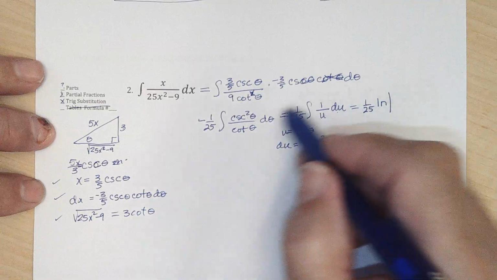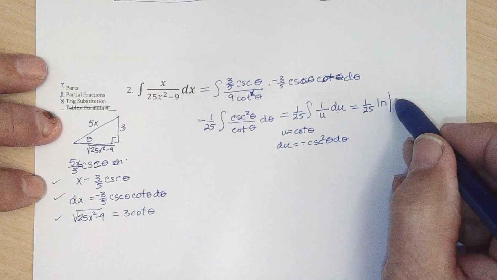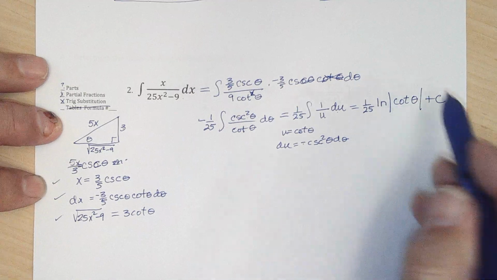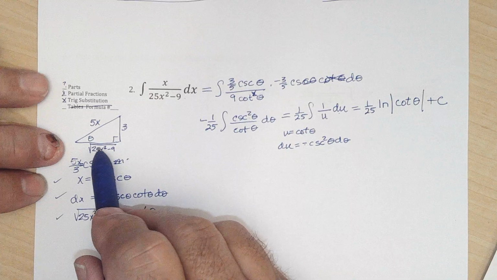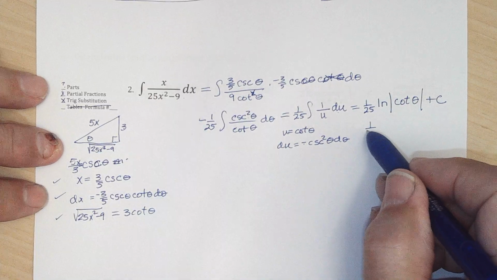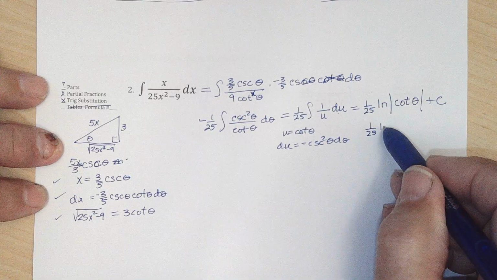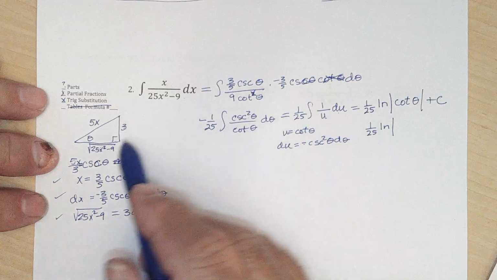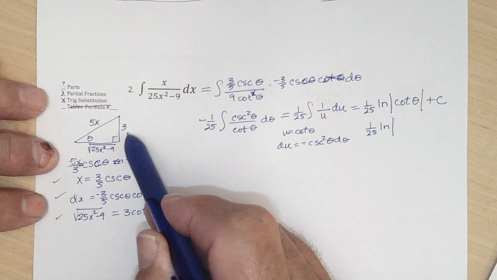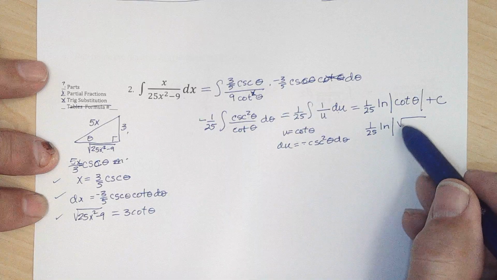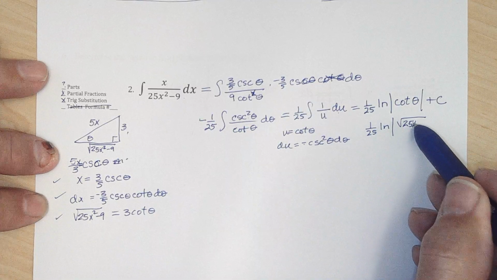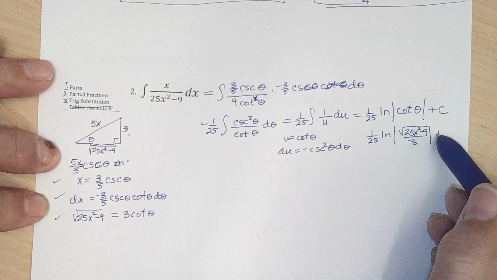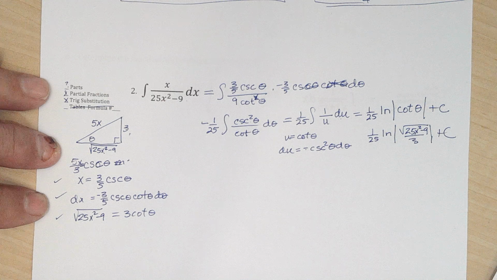And u was cotangent theta, and cotangent, according to my picture, is this over 3. Okay.